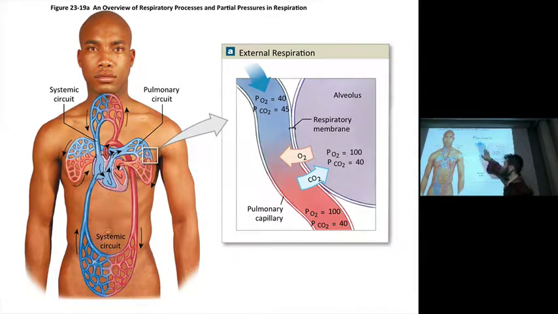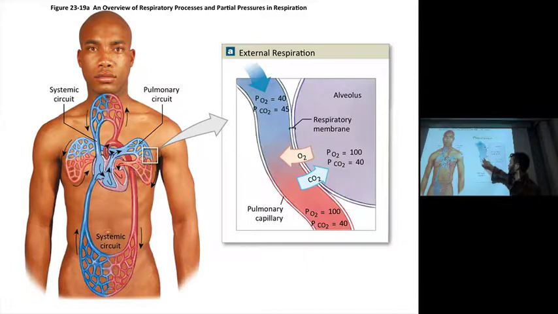So in this blood, we have partial pressure of oxygen of about 40 torr, and a partial pressure of carbon dioxide of about 45 torr. Well, this world that we live in, we walk around in and breathe in here at sea level, or roughly so. The partial pressure of oxygen is about 100 torr, or millimeters of mercury, and carbon dioxide is about 40, although it is rising.